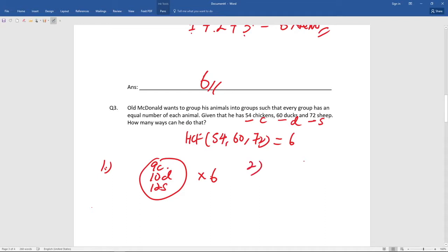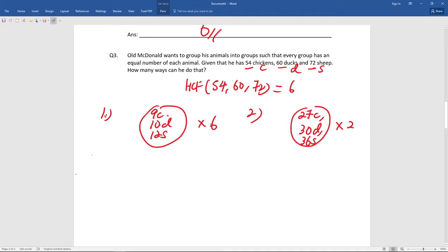For the second way, we can also have a total of 2 such groups, which means that in one group we would have a total of 27 chickens, 30 ducks, and 36 sheep. For the third way, we can have a total of 3 such groups, which means that in one group we would have a total of 18 chickens, 20 ducks, and 24 sheep.